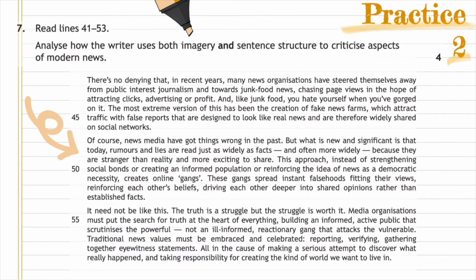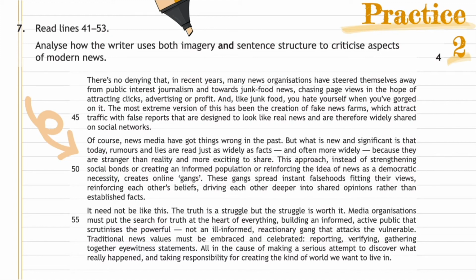Practice 2 says, read lines 41 to 53. Analyse how the writer uses both imagery and sentence structure to criticise aspects of modern news. Feel free to stop the video now and highlight the relevant part of the question and the lines that you need to look for.